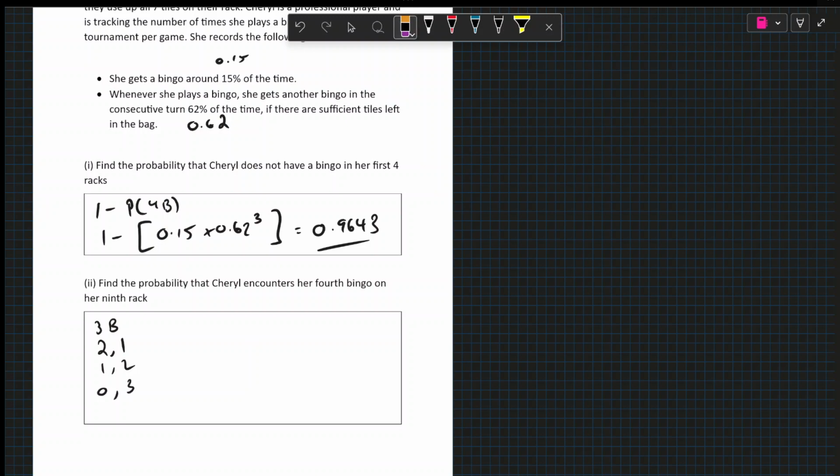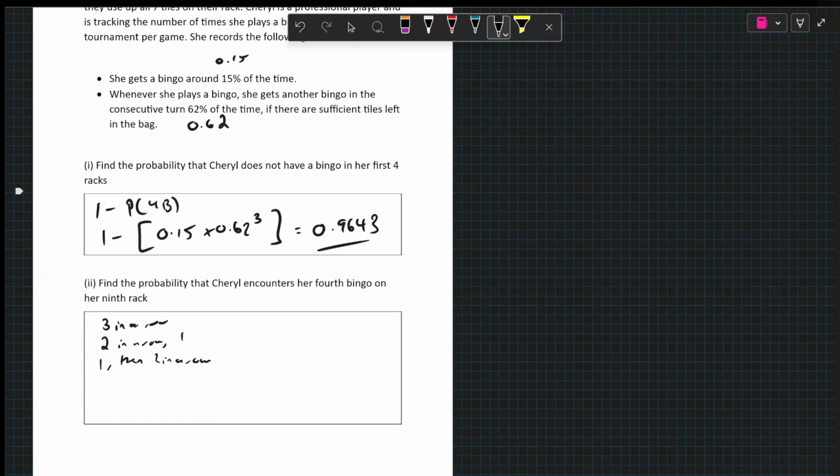Now, what we can actually do is, because 0 and 3, so 3 bingos in a row, is the same as this, calculate these probabilities and then times them by 2. So hang on, let me rejig this. Either she gets 3 bingos in a row and then nothing. So 3 in a row, either 2 in a row, then 1, 1 and then 2 in a row. And that's really all, because then 0 and 3 in a row is the same.